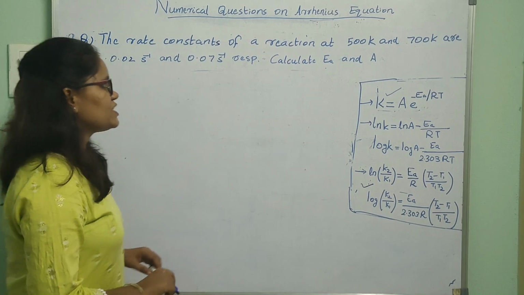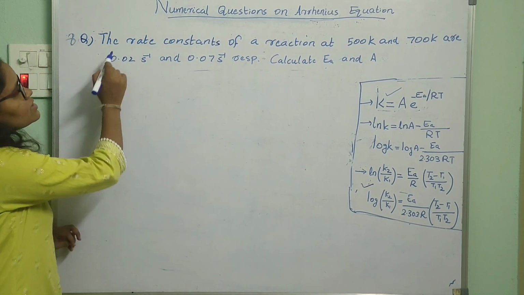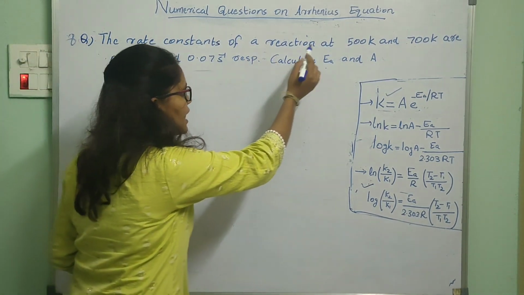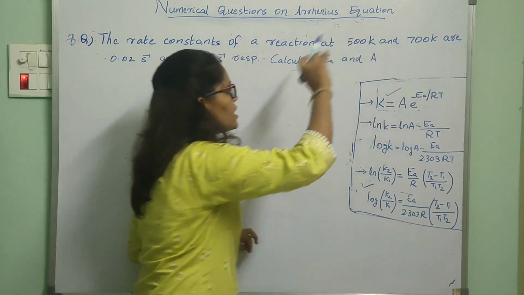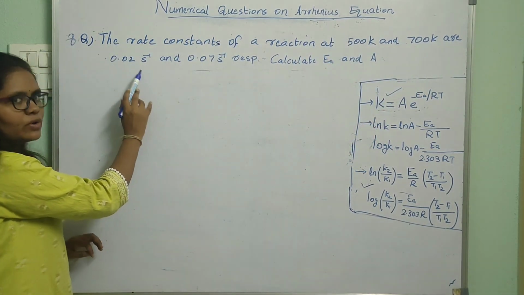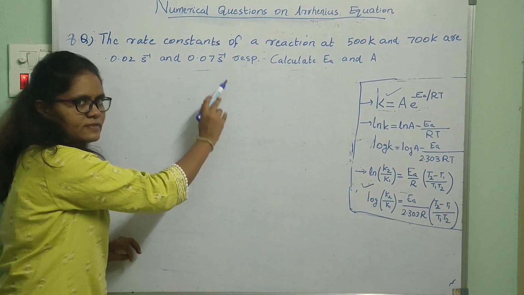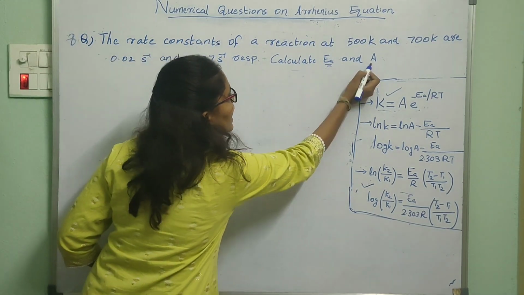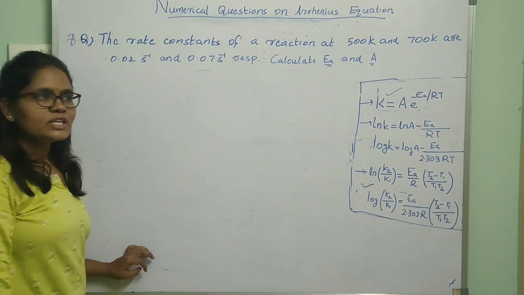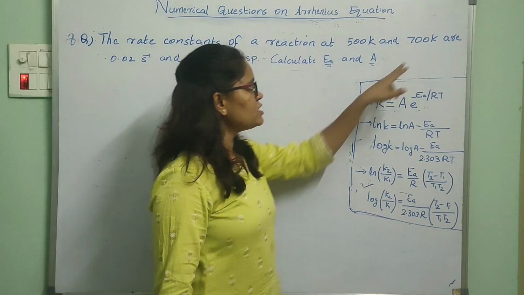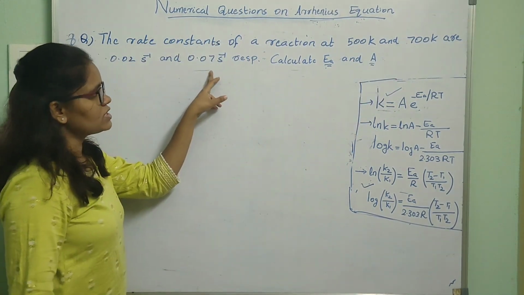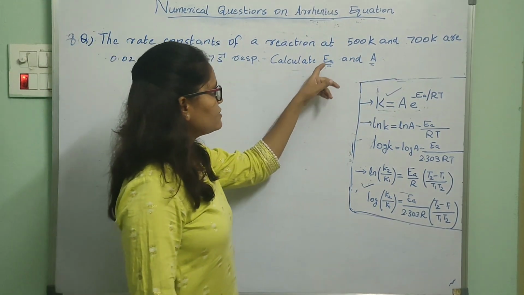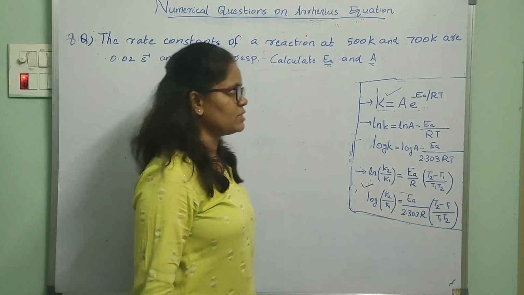Let's solve the 8th question now. The question is: the rate constants of a reaction at 500 Kelvin and 700 Kelvin are 0.02 second inverse and 0.07 second inverse respectively. Calculate activation energy and Arrhenius parameter. So here you are given two temperatures and two rate constants, and you are asked to find the value of activation energy and Arrhenius parameter.